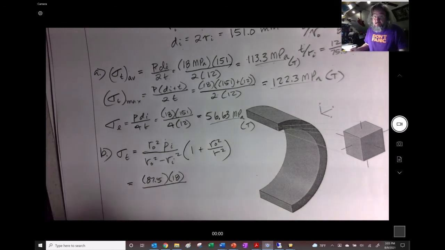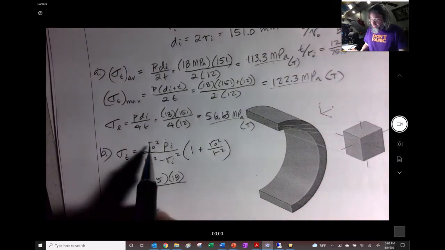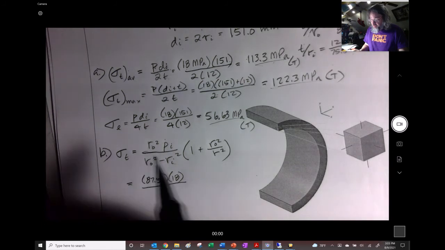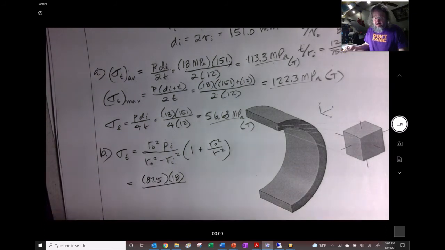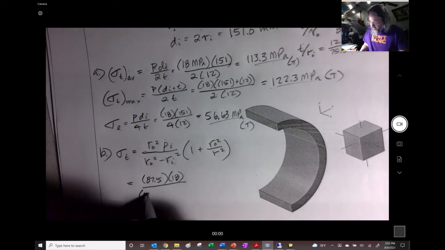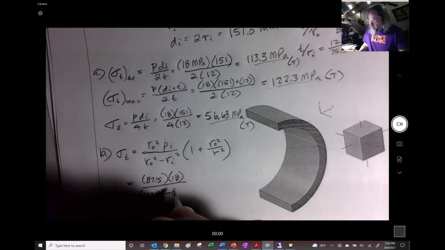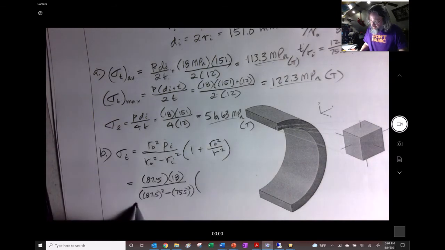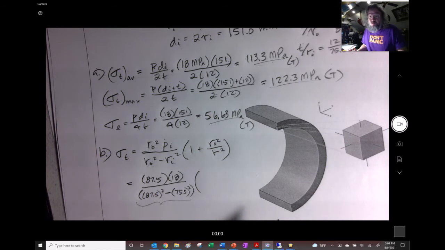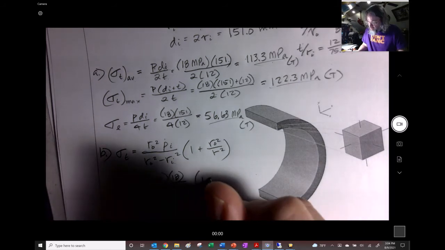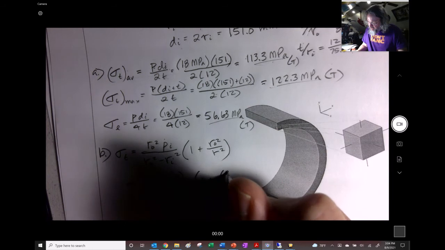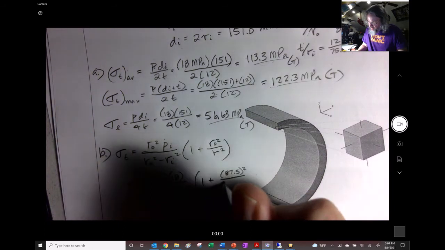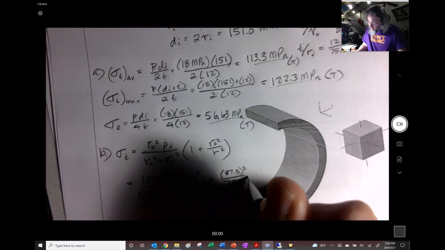And the units work out the same thing too, right? Whatever units you used here, you just make sure you use them there. These are in megapascals, so the answer would be megapascals. Here we go, 87.5 squared minus, and the inside radius was 75.5 squared, right? And by the way, probably a good idea just to calculate that separately, because that's what the longitudinal is going to be. And then we have 1 plus, and now we have our 87.5 squared divided by our 75.5 squared.